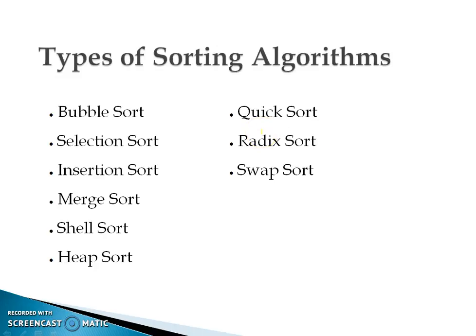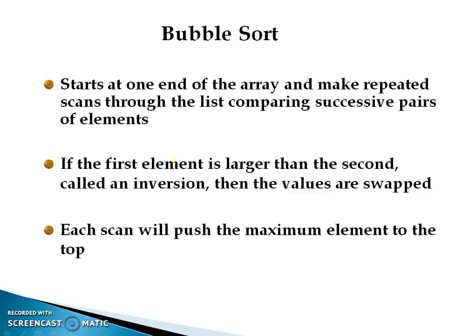Various types of sorting are also available. They are bubble sort, selection sort, insertion sort, merge sort, shell sort, heap sort, quick sort, radix sort and swap sort. In our e-lecture, we are concentrating only on bubble sort. So let us start with the introduction to bubble sort.